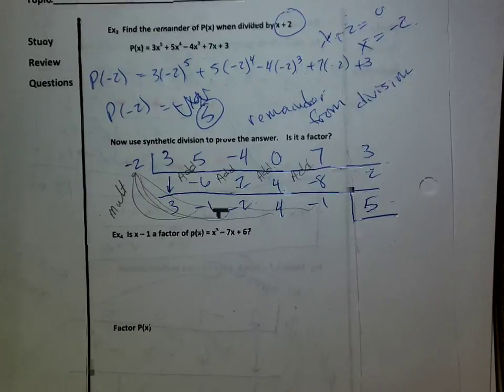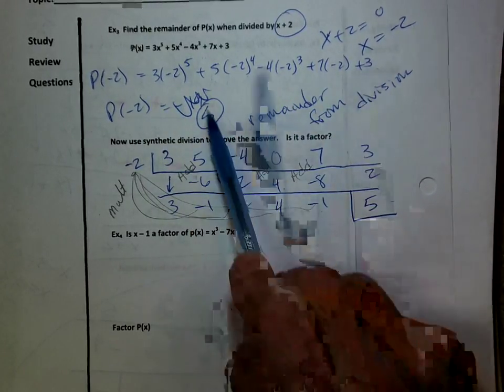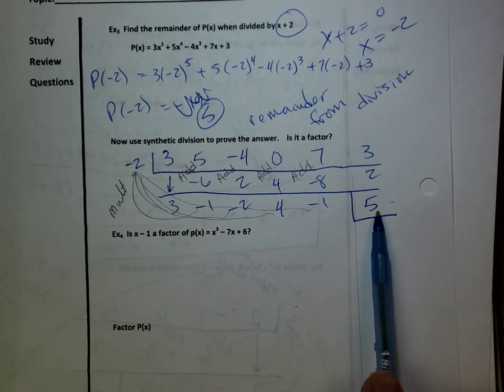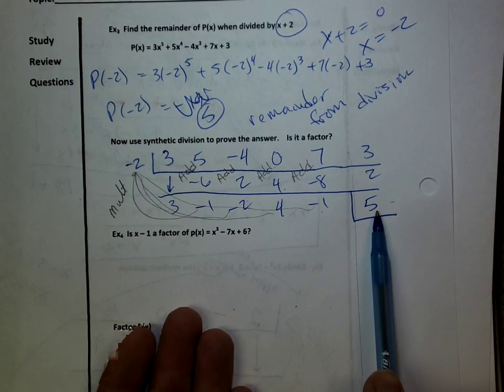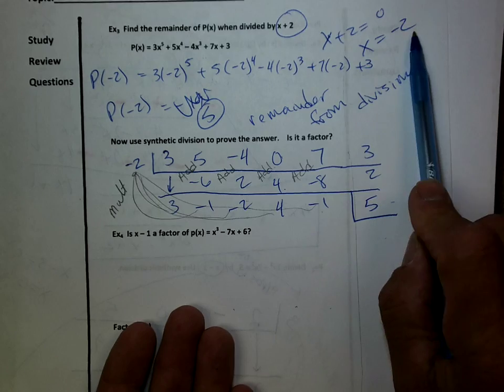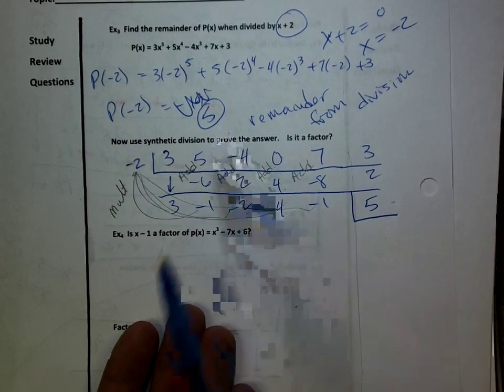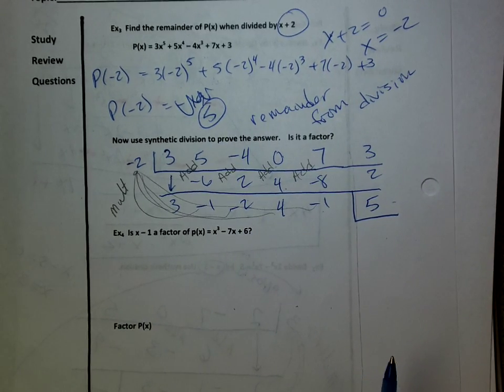I know some of you guys are already saying, wait a minute, Mr. Davies. So here's what happened. When I plugged in negative 2, I got 5. And the remainder of division was 5. So the remainder theorem is this. You plug in the divisor, you will get the remainder. Whew. Man, I hate making mistakes, but there it is.